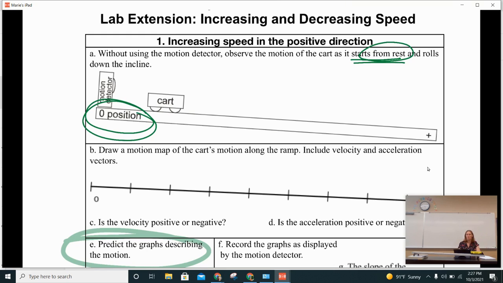I know that from reading the problem. So at the top, it's not moving, and as it goes down the incline, it's going to get faster and faster and faster. I need to be able to show that it's getting faster and faster. The other thing to notice is that it's going in the positive direction, and I know that because the positive direction is here. So if I'm starting from 0 and going in the positive direction, then I'm moving in a positive direction and speeding up because I'm going down the hill. So let's go ahead and take a look at what these graphs are going to look like.